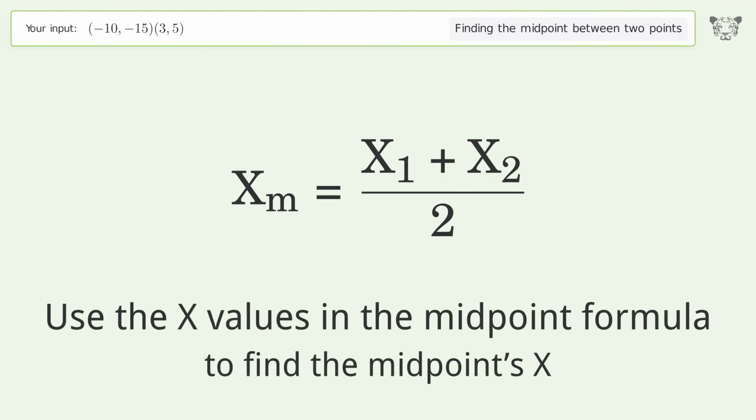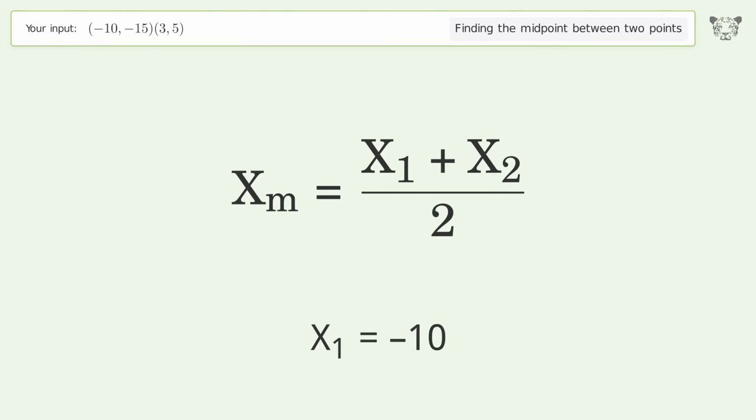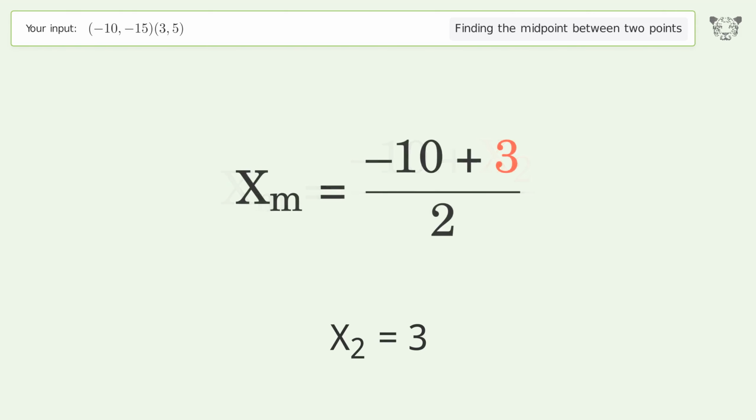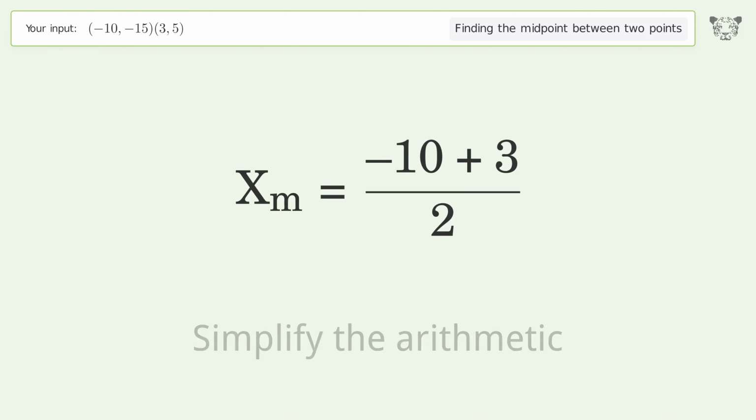Use the x values in the midpoint formula to find the midpoint's x. x1 equals -10. x2 equals 3. Simplify the arithmetic.